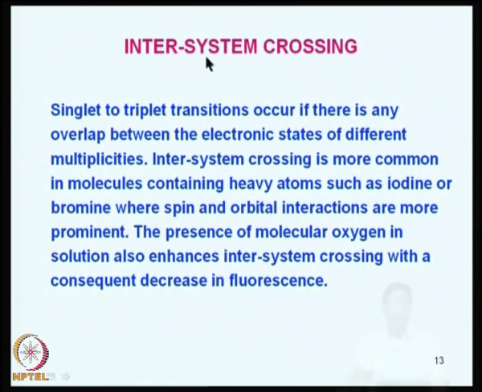And then we have discussed intersystem crossings, if a triplet transition is possible. So, there could be an overlap between the electronic states of different multiplicities, in molecules containing heavy atoms such as iodine or bromine, where spin and orbital interactions are more prominent. The presence of molecular oxygen in solution also enhances intersystem crossing with a consequent decrease in fluorescence.